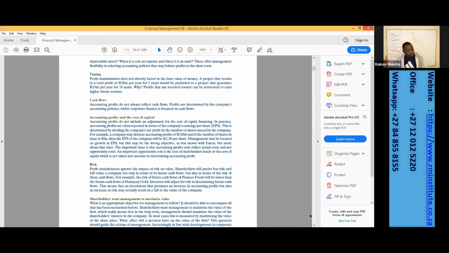So when you're discounting these future cash flows back to present value, you're going to be discounting them at a discount rate. And we know that the discount rate is going to be made up of your real rate of interest, inflation premium, and risk premium as well.